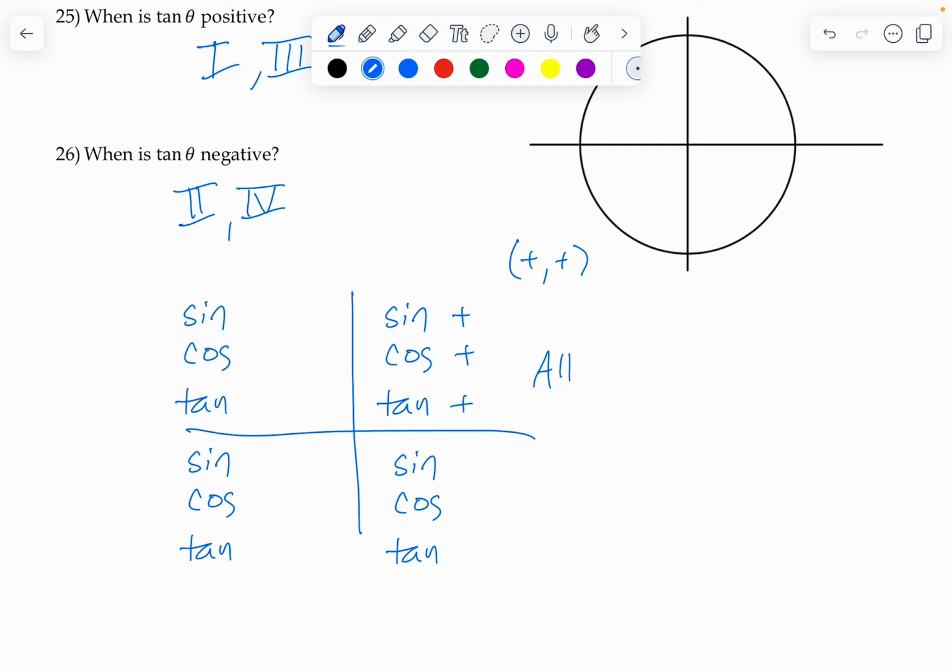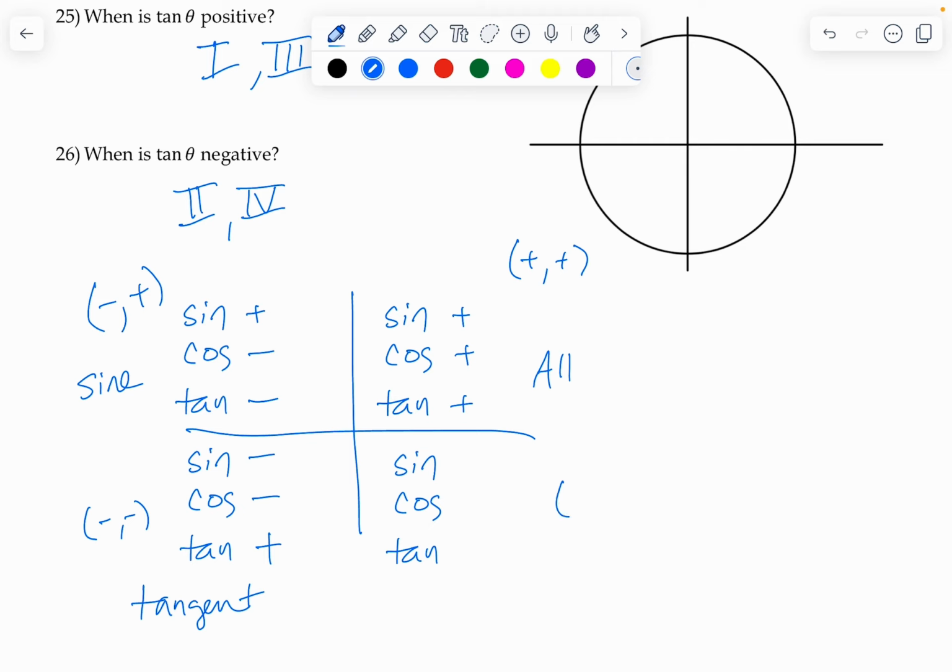In quadrant 2, my y value is still positive. So here we have a negative x and a positive y. So cosine is negative. And now tangent, when I do a positive divided by negative, it's negative. And so the only thing that's positive here is sine. In quadrant 3, sine is negative, cosine is negative, but a negative divided by negative gives you a positive. So the one that's positive here is tangent.